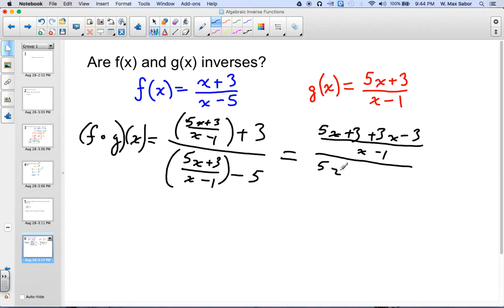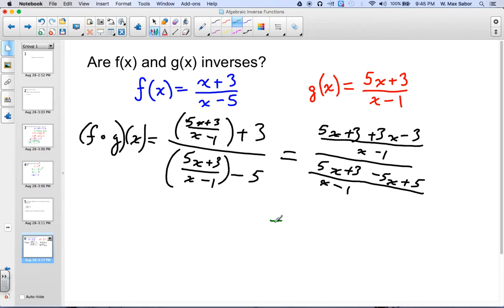over 5x plus 3 over x minus 1 minus 5x plus 5. So what I've done is I got a common denominator of x minus 1 here by multiplying this by x minus 1 over x minus 1, which is how I got the 3x minus 3. Same thing here, multiplied by x minus 1 over x minus 1 gives us the negative 5x plus 5 and the x minus 1 in the denominator.